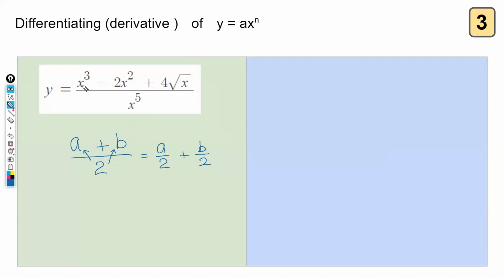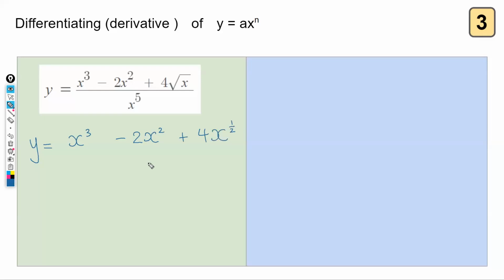The problem is everybody here is not separate. Everybody here is being held kind of like hostage by the x to the power 5. We need to separate everyone first. So before we differentiate, we have to put the question like this. We have to say x to the power 3 minus 2x squared plus 4. Well, I know x square root is x to the power half. Let's just do that one time. And everyone on top individually at the same point in time gets divided by x to the power 5.